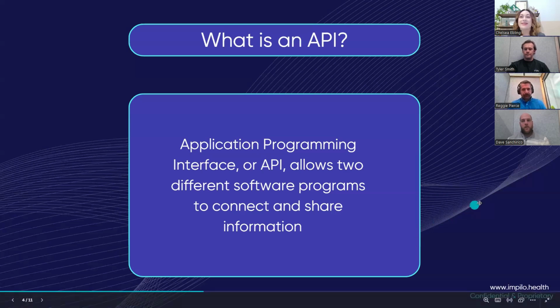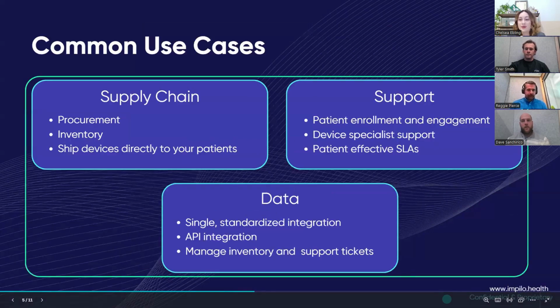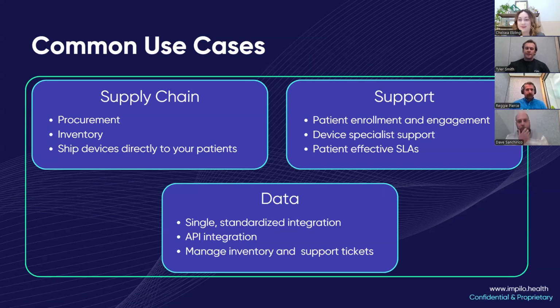Awesome. Thanks, Reggie. And I'm going to pass it over to Tyler to talk about common use cases. Yeah, for sure. So at Impilo, we offer 3 core services, which you see on the slide here. We've got our supply chain solution, which utilizes our industry-leading 4PL capabilities for procurement and logistics. We've got our support service, which is powered by our network of agents ready to assist your patients, and then our data offering, which connects the patients to the providers through the Impilo platform and enables seamless device integrations.